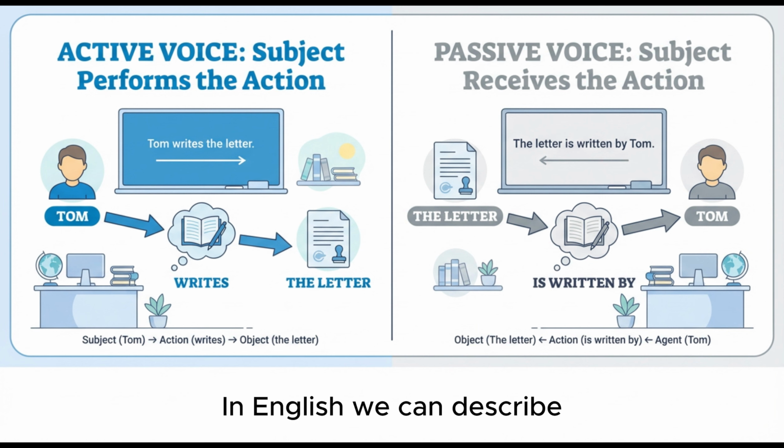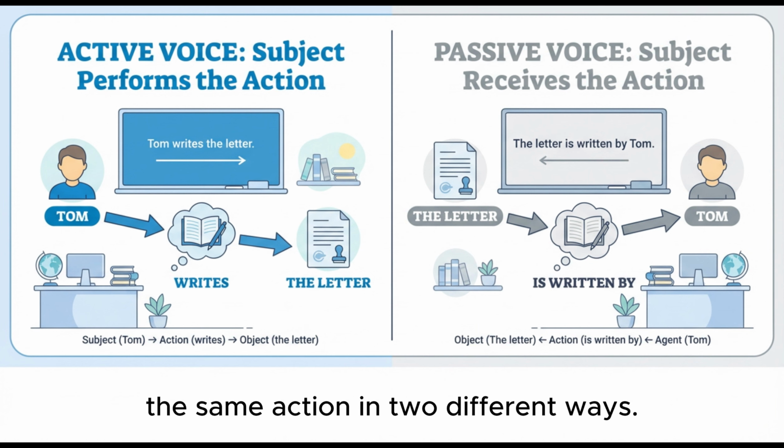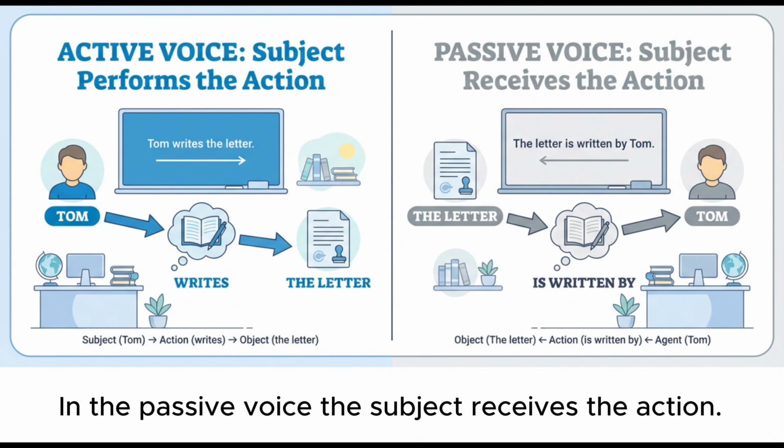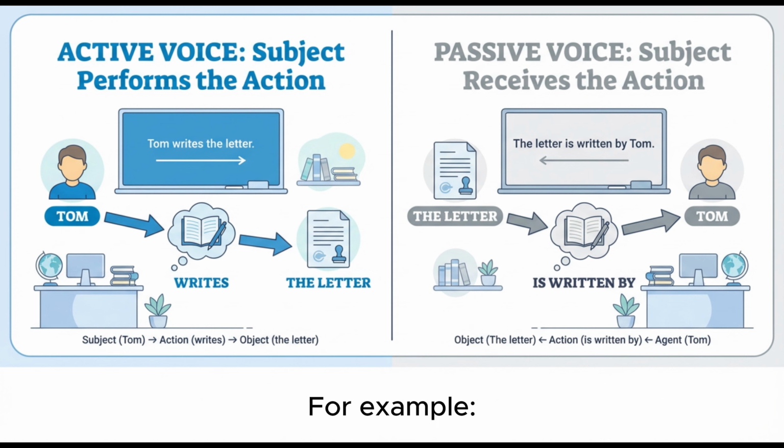In English, we can describe the same action in two different ways. In the active voice, the subject does the action. In the passive voice, the subject receives the action. For example, Tom writes the letter. The letter is written by Tom.